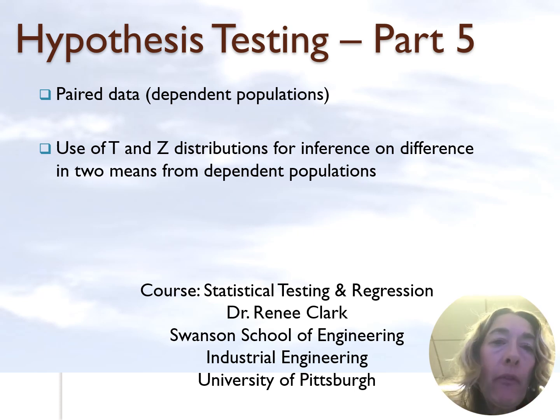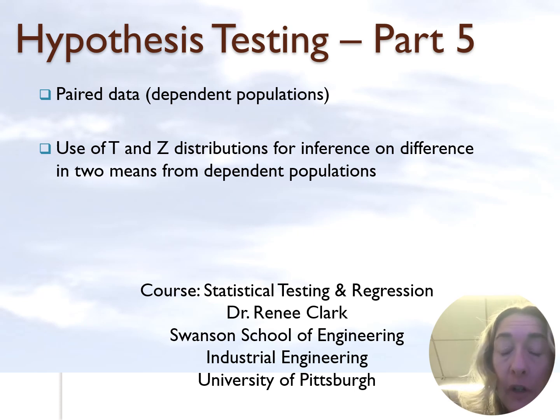Welcome to part 5 of our video series in support of hypothesis testing. In this video, we are going to review paired data from dependent populations. We're also going to discuss use of the T and Z distributions for performing inference on the difference in two means from dependent populations. I'm Renee Clark from the Swanson School of Engineering at the University of Pittsburgh.